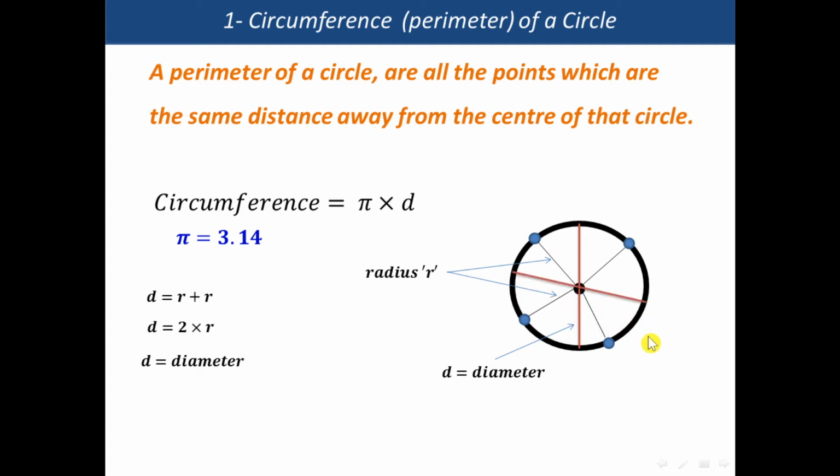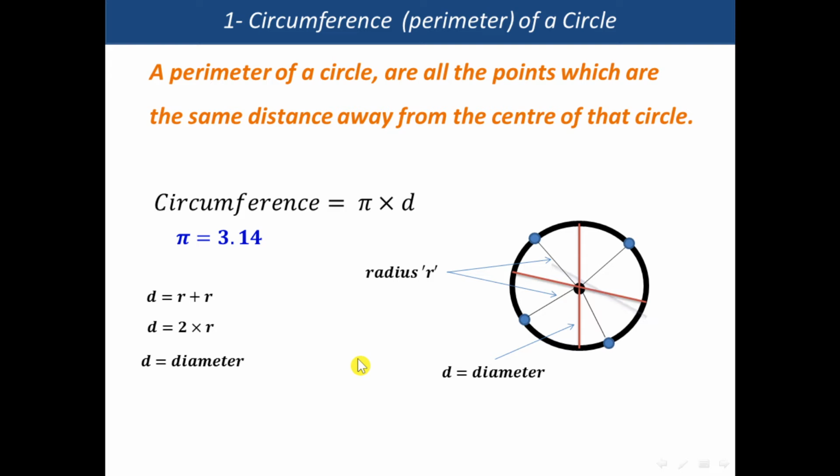Okay, what is this one? If this is coming from one point on the circumference, passing through the center of the circle, going to the other point on the circumference, this line is also called a diameter. Maybe some of you ask me, what happens if the line comes from one point to another point on the circumference but does not pass through the center?